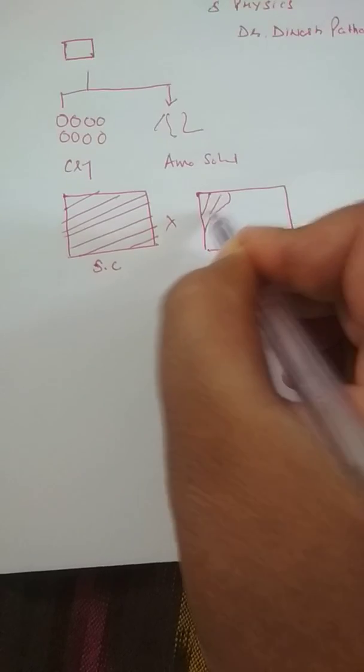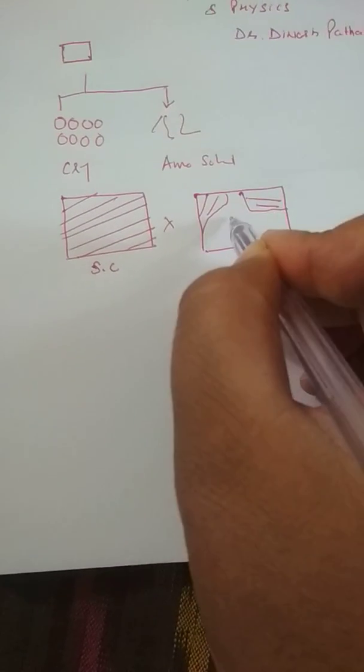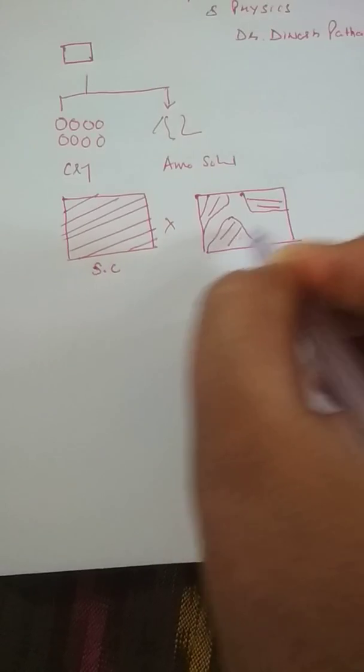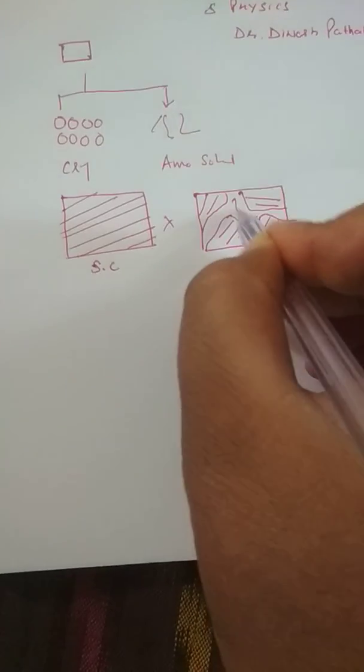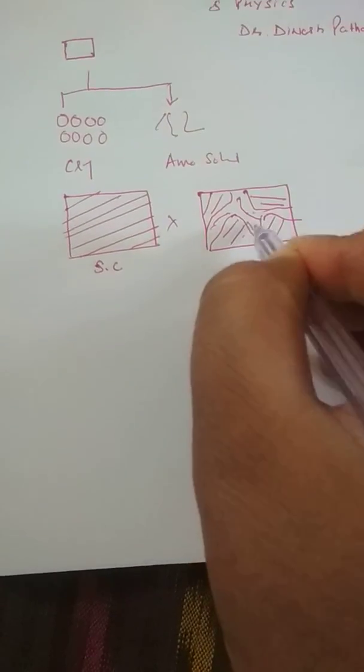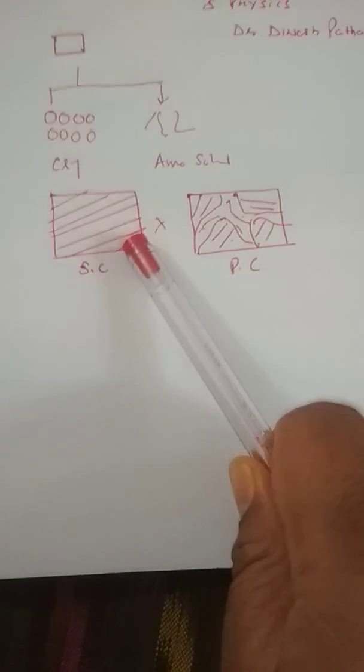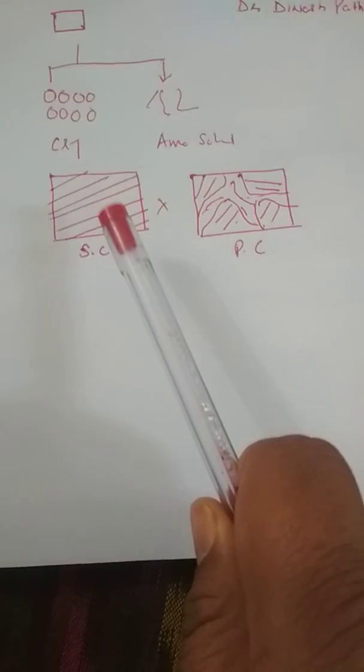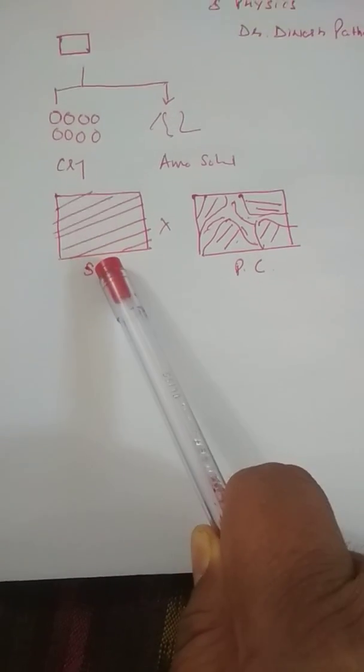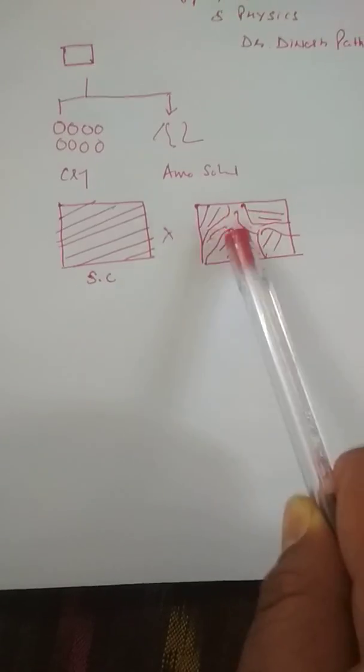And if not, if the periodicity is limited up to some distance, that is, this is some periodic zone, this is another periodic zone, and this is another periodic zone, and in between we have faults or boundaries, then we define this as polycrystalline solid. Means both are ordered, but here the order is without any fault, and here we have ordered zones separated by some faults.